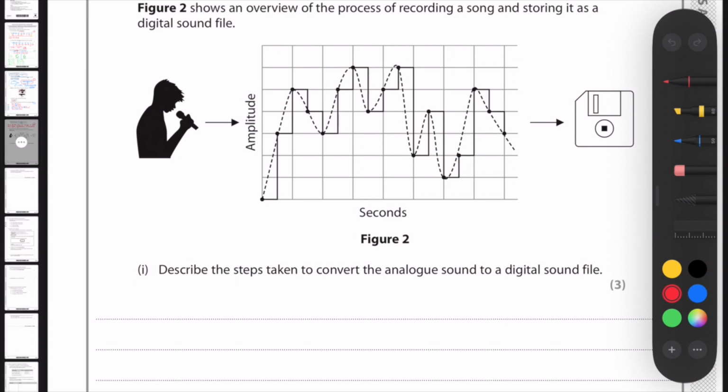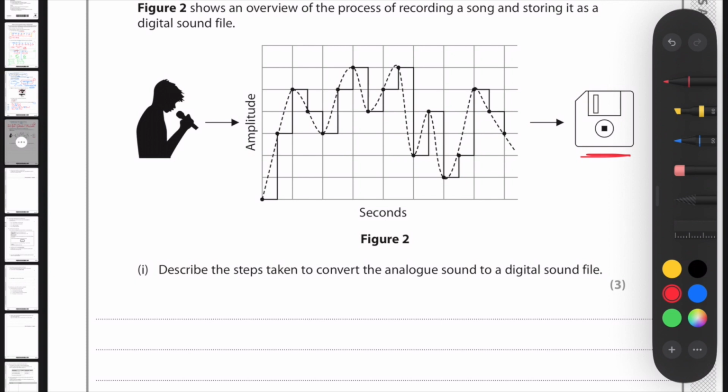Okay, this is a strange one. Raoul wants to record a song and store it as a digital sound file. Figure 2 shows an overview of the process of recording a song and storing it as a digital sound file onto a floppy disk. Bizarre. What year are we in? Describe the steps taken to convert the analog sound to a digital sound file.